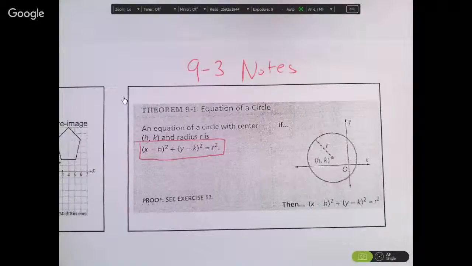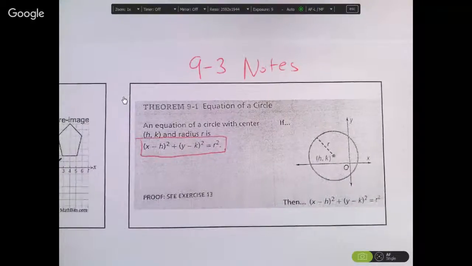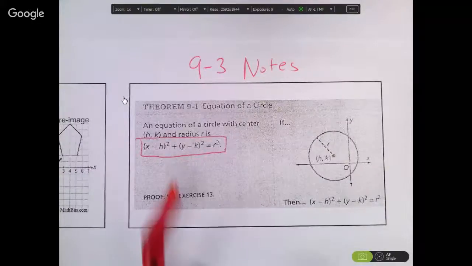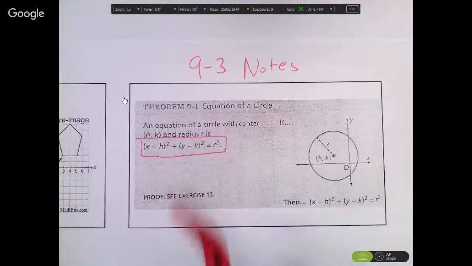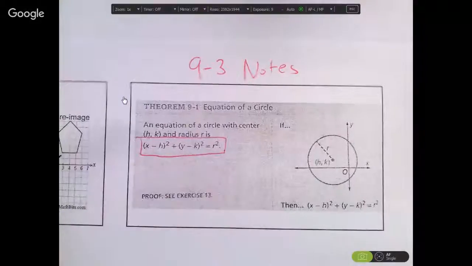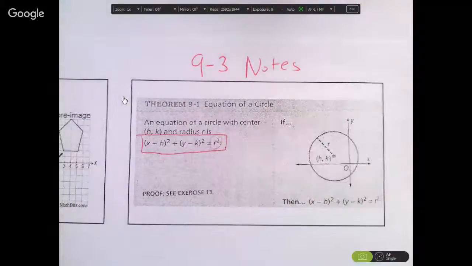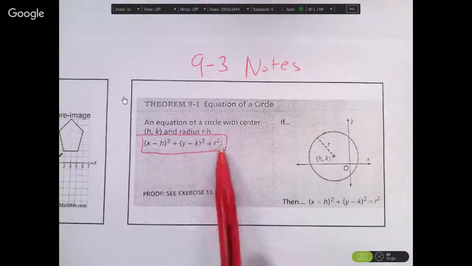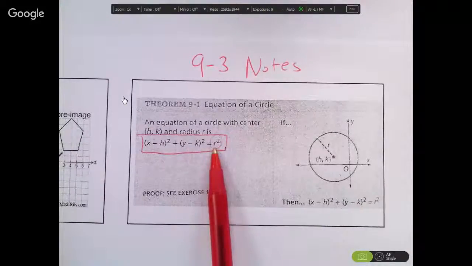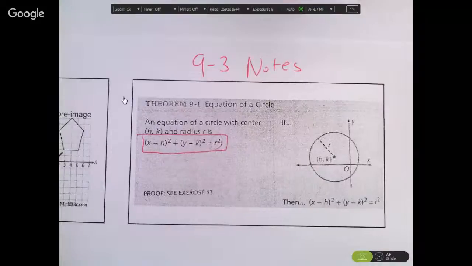Biggest mistakes people make is that it's x minus h. So if the number for h is 5, then this would be x minus 5. Okay, if h is negative 5, then this would be x plus 5. So basically, you're going to switch the signs. The other big mistake I see is people forget that this is squared. That r is squared. This is the equation of a circle.